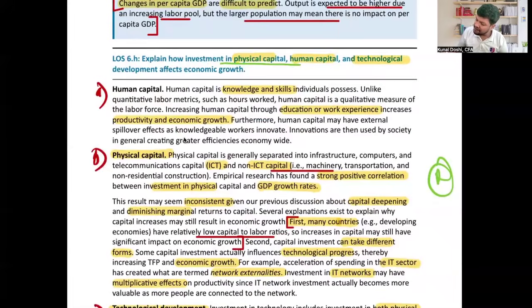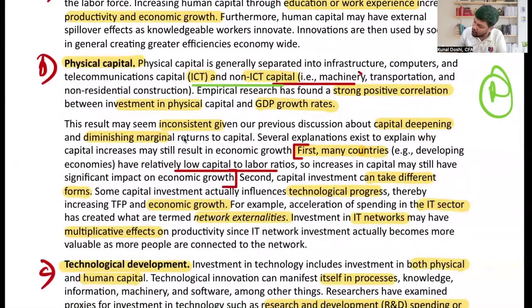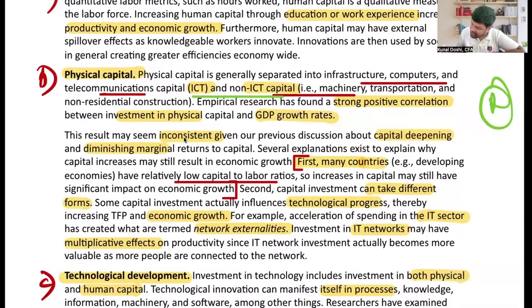Then we discussed how investment in physical capital, human capital, and technology will increase the potential GDP. Human capital is skill and knowledge. Physical capital has two forms, ICT and non-ICT. What is ICT? ICT is infra, computer, and telecom. Remember this. So ICT and non-ICT both come under physical capital, right? Correct? Now, the research has found a strong correlation. So the more capex, the higher will be the growth rate. Clear?